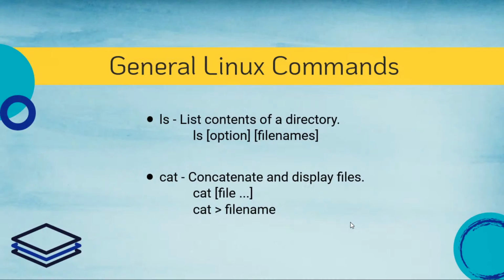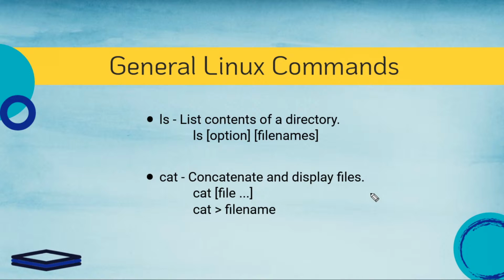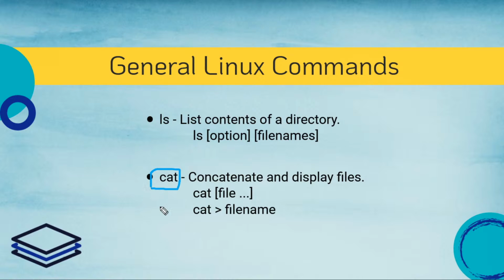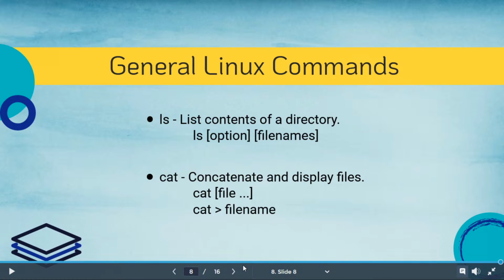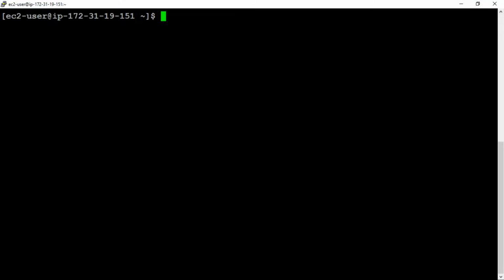Next command is cat. Cat is used to create a file. It is used to display a file. It is used to concatenate as well as to append the contents of a file. Let me show you the demonstration of how we can do each of these things.